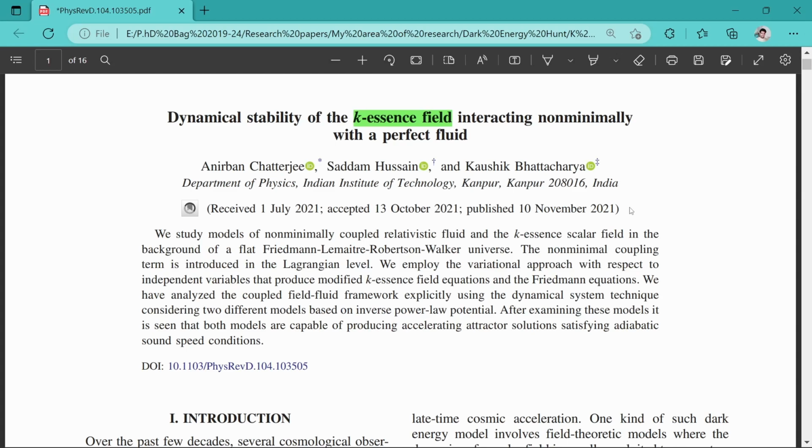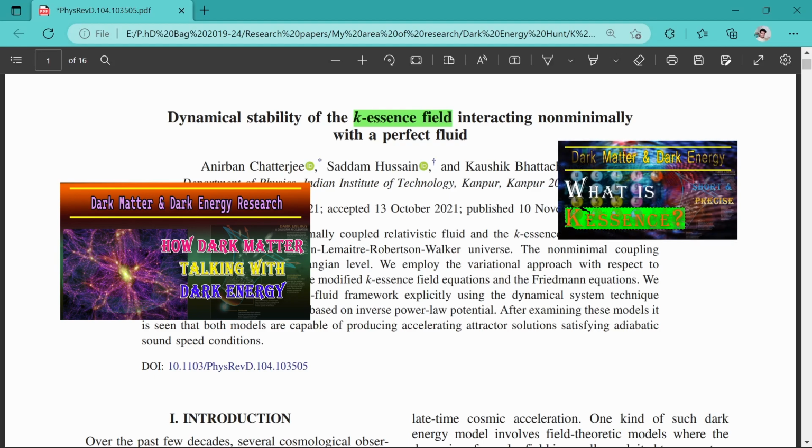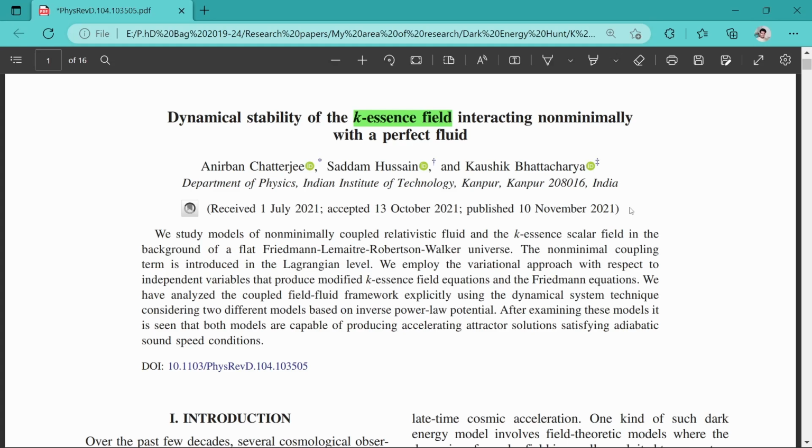I have already described the perfect fluid, and the meaning of minimally and non-minimally, in my other videos. You can also check out the video on Kessence, what the Kessence field is and how it can mimic dark energy. For example, we take a background fluid, because we know that our universe is filled with dark matter and dark energy, in which dark matter contributes about 27% while dark energy is 69%, and so on. Dark energy is played by some kind of field.